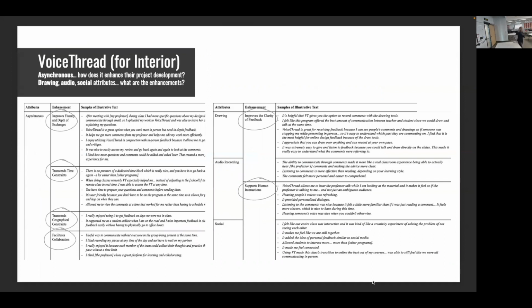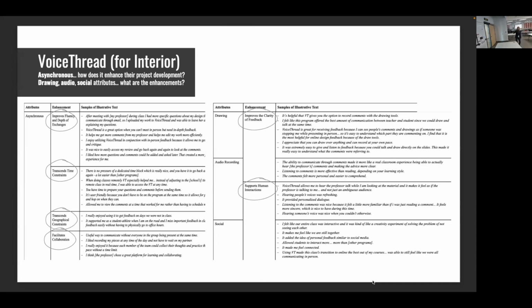So sorry, it's small to read, but it says attributes. Okay, asynchronous. It's an asynchronous program. So what does that enhance? Through my studies, they've said it improves the fluency and the depth of the exchanges. Transcends time constraints, which is awesome. Transcends geographic constraints, and then what does that say? Oh, facilitates conversation. All right.